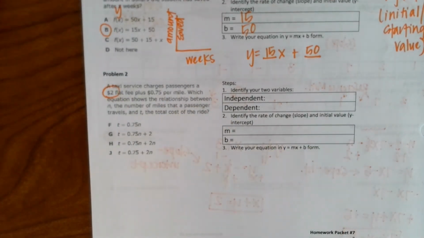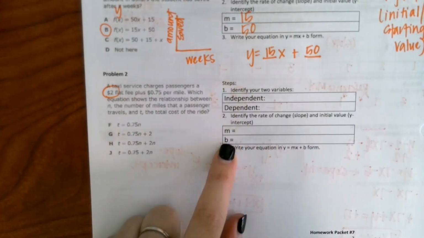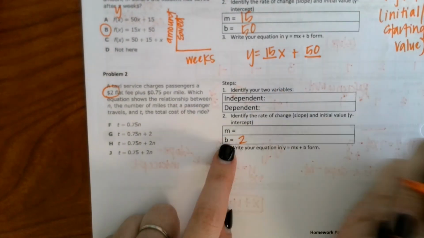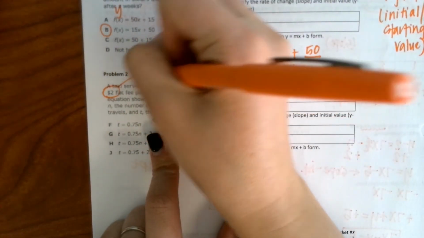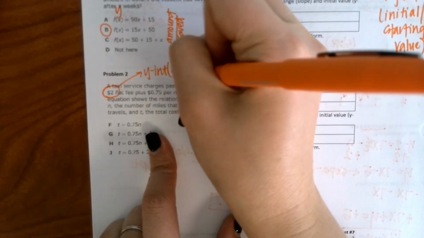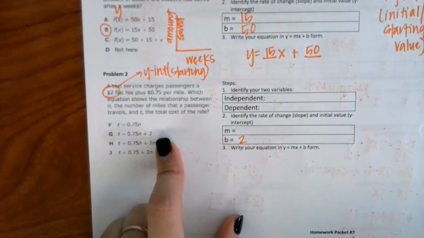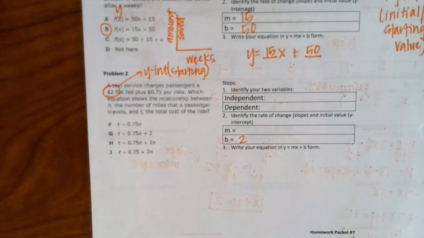I already can recognize that this is not going to be my slope. This is going to be my y-intercept, which is what? M or B? B. That's our y-intercept, or our starting value, or your initial value. Those are all going to be things that you guys hear. Plus 75 cents per mile.